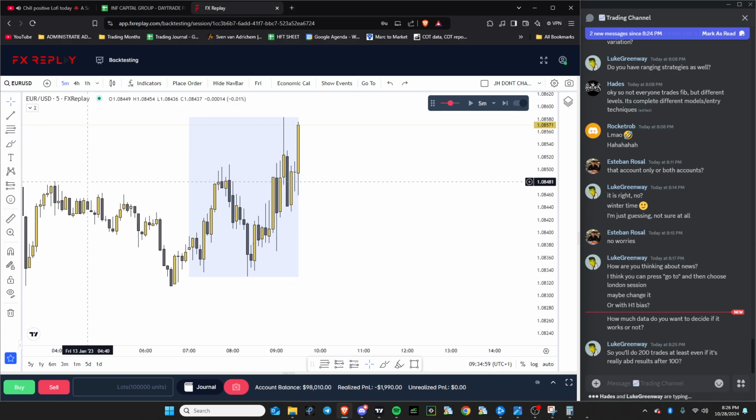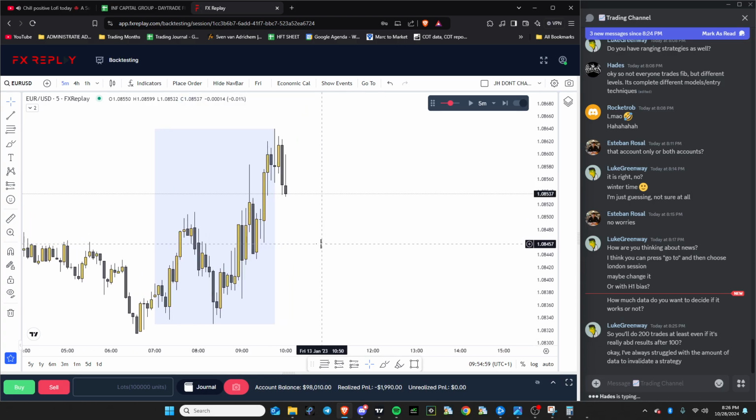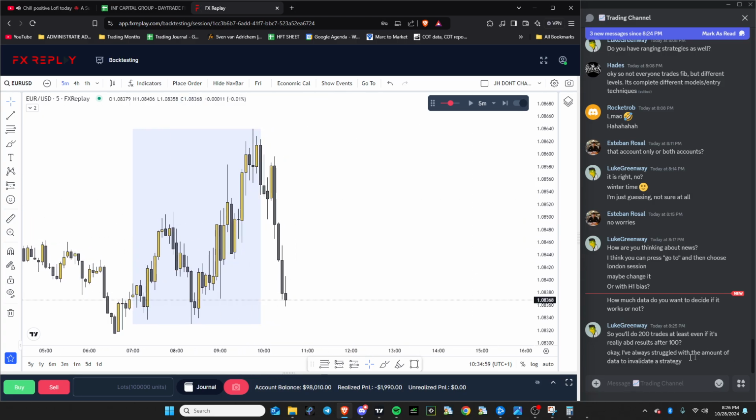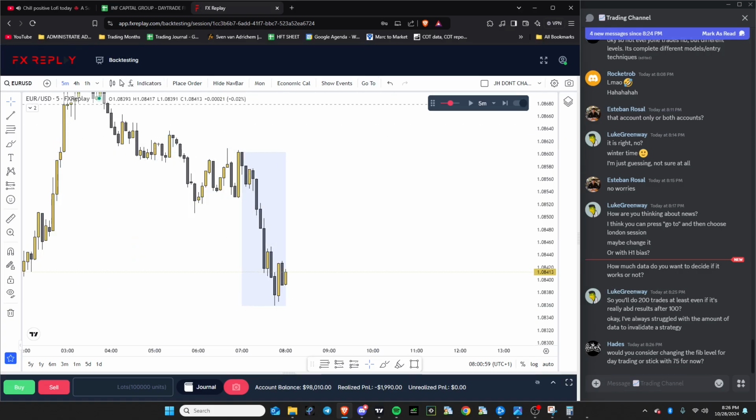Yep, that would have been valid if we did have a breaker structure, which we never got. I've always struggled with the amount of data to invalidate a strategy. Yeah, I get that for sure.